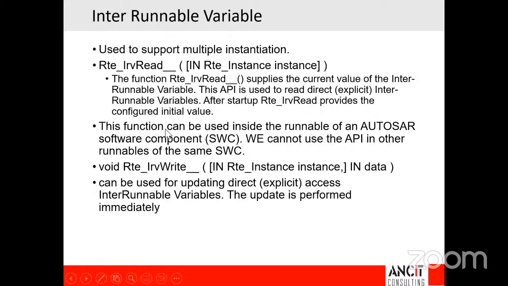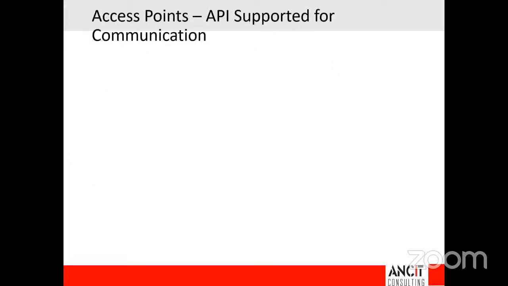There is an important pivot to it. This particular function can be used inside the runnable of a software component, but we cannot use this API in multiple runnables of the same software component. When you want to access this global variable or inter-runnable variable, you use this API and access it. But inside one software component, you should have used it only once. You cannot use it under different runnables, because that will create data inconsistency issues. This is how you read it, and the same holds good for write as well.